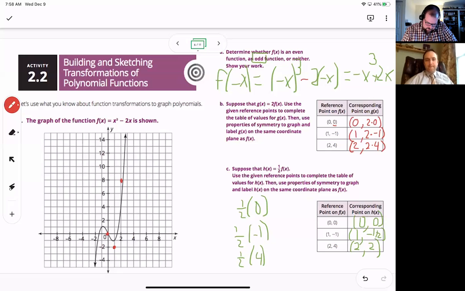And then the property of symmetry would, I like that I'm calling it now the property of symmetry. We can't really see where that negative 8 would be because it'd be way down here. But our graph would look something like this.